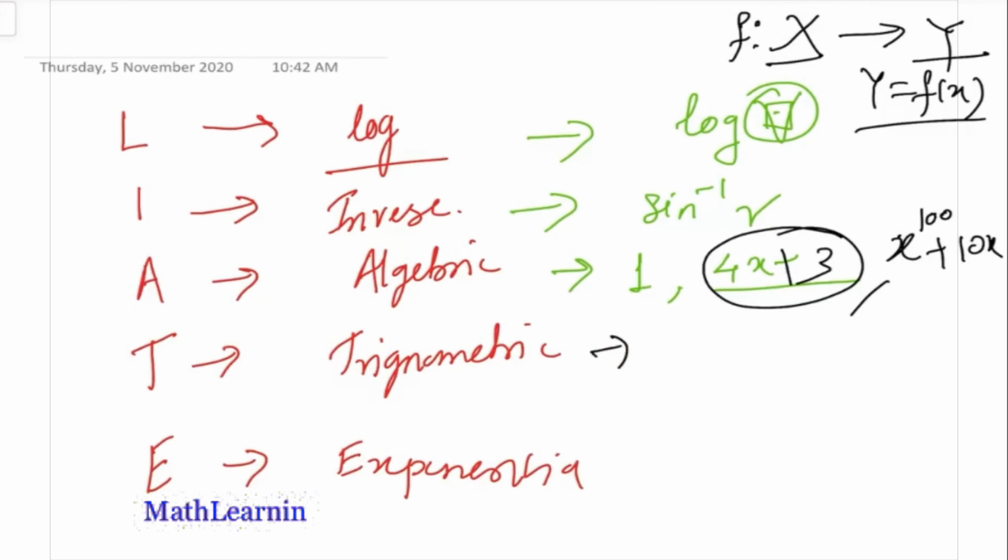Then trigonometric functions you have seen. Trigonometric functions are sine of variable, cos of variable, tan of variable, and then exponential, that is e raised to variable and a raised to variable. These are the exponential type of functions.